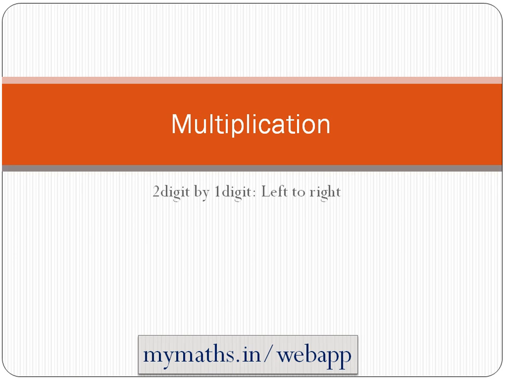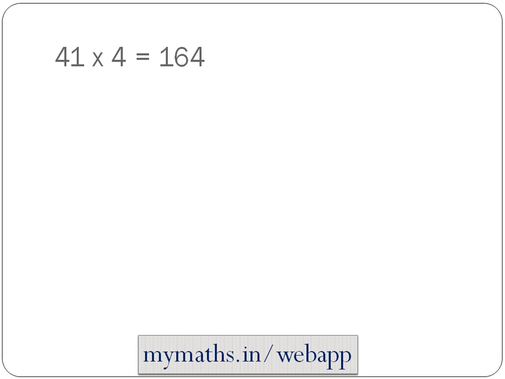Now we are going to learn multiplication 2 digit by 1 digit from left to right. Let us take the example 41 times 4. So we write like this: 41 times 4.